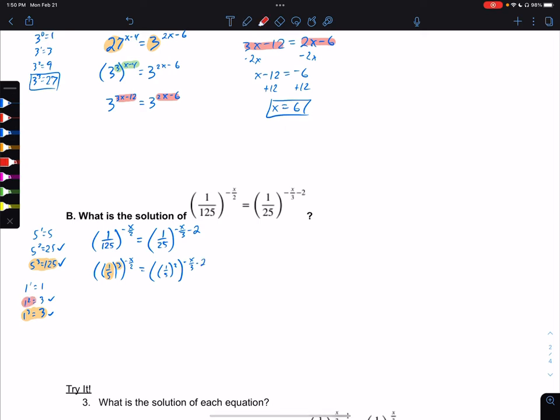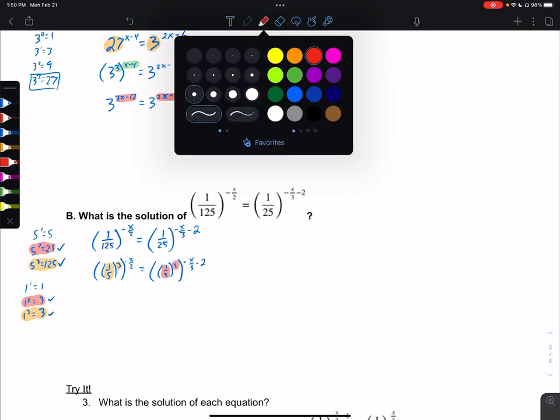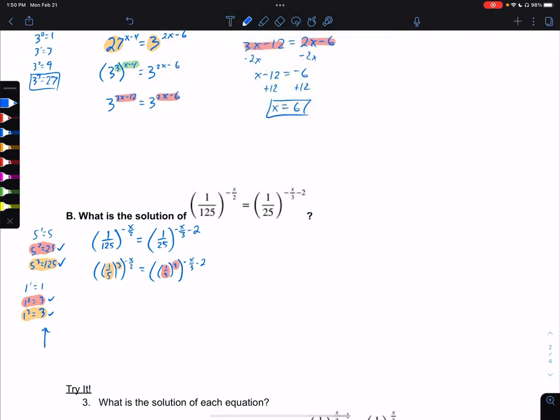The reason I can do that is because 1 squared... I messed up here. So these go here. This here, I don't know why I wrote 3's here. These are supposed to be 1's, so I'm going to fix that. Sorry about that.